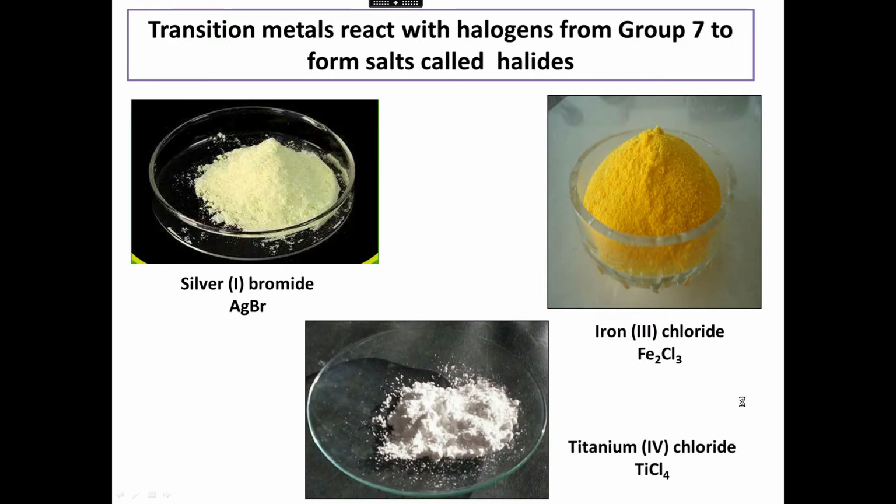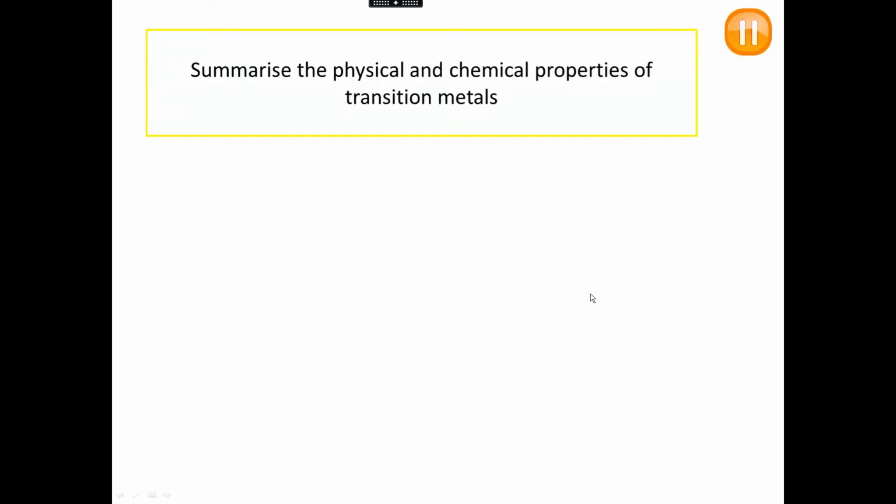So we can now start summarizing the physical and chemical properties just of transition metals before we compare it to group 1. So pause the video and see if you can list them all. You don't have to write it all down, just go through it in your mind. If there's somebody else in the room, say it out loud to them. See if you can check your memory of the physical and chemical properties. Pause it now.